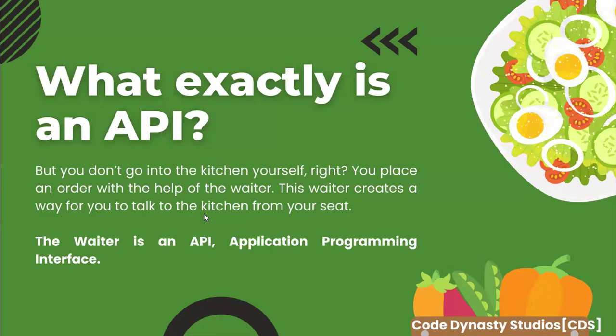Imagine you're at the restaurant and you are super hungry. You want to place an order, but you don't go into the kitchen to place the order. No, you wouldn't be allowed access into the kitchen just because you want to place your order. You place an order with the help of the waiter. This waiter creates a way for you to talk to the kitchen right from your seat. And the waiter is an API, an application programming interface.